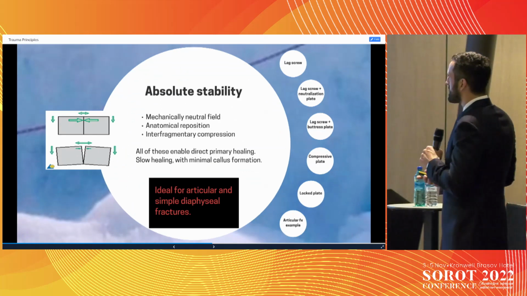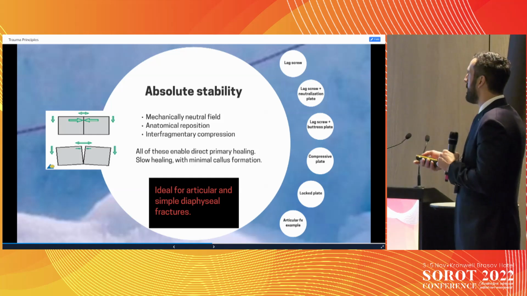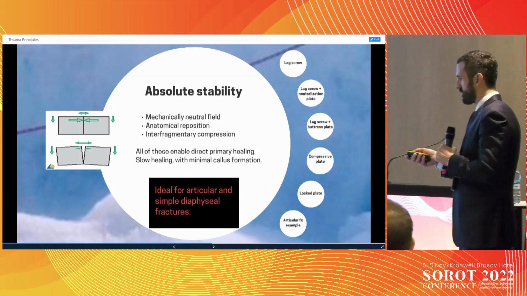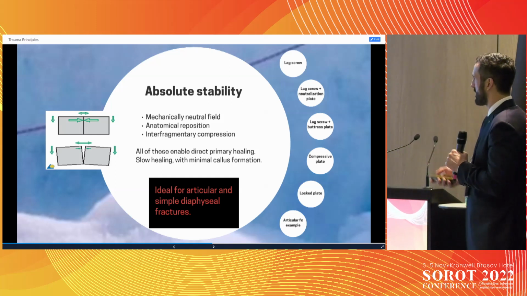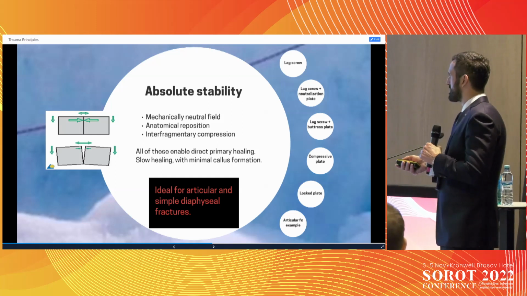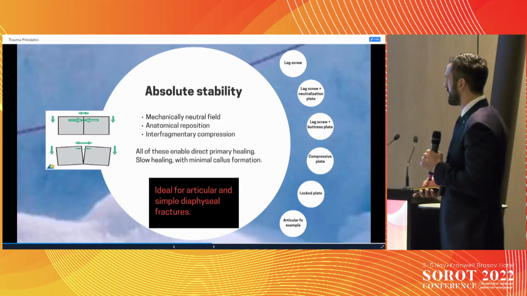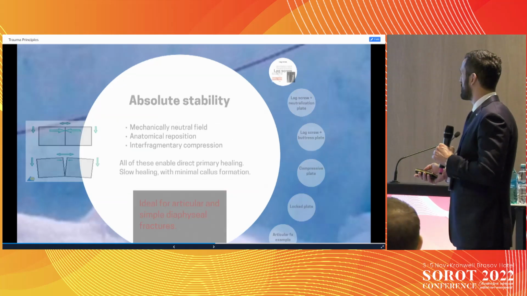So, what is absolute stability? A mechanically neutral field has to be created. So we have to have the anatomical reposition and interfragmentary compression. They enable direct primary healing. It's a slow healing with minimal callus formation. It's ideal for articular and simple diaphyseal fractures.